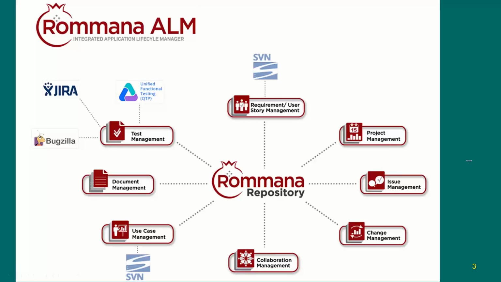Rommana ALM also handles all aspects of issue management. You can call them bug tracking if you want, if that's what you call them in your organization. If your project is using use cases, there is complete support of use cases there. There is a complete support of document management, whether it is related to requirements and user stories or not. You can get documents reviewed, approved, and so on and maintained within the Rommana ALM repository.